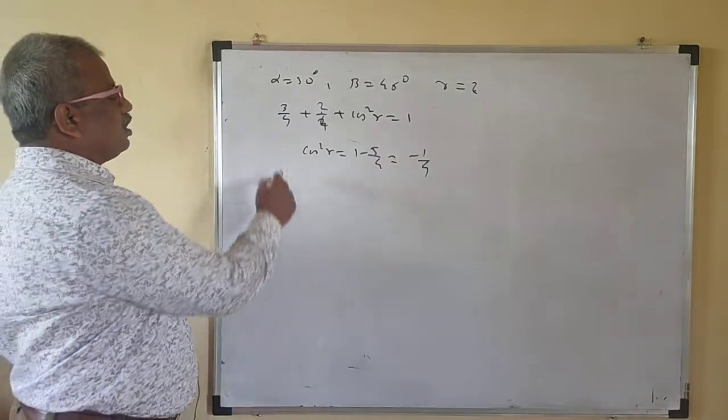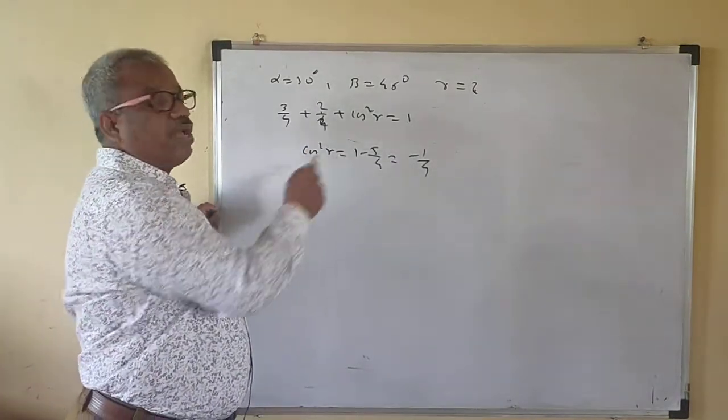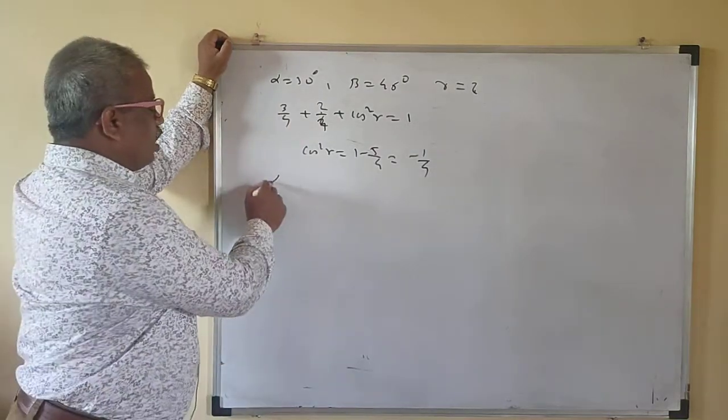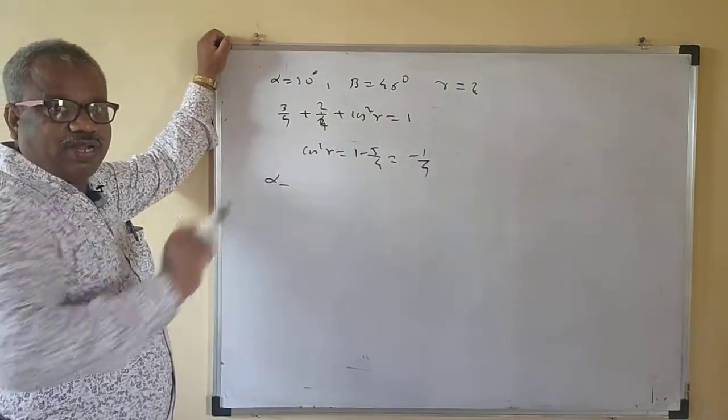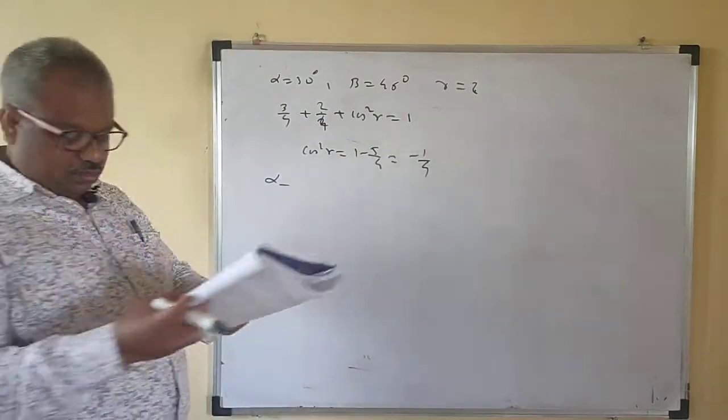Okay, so that means such a gamma does not exist, because cos square gamma is minus 1 by 4. The square of every real number is positive, so gamma does not exist. Your option will be: gamma does not exist.